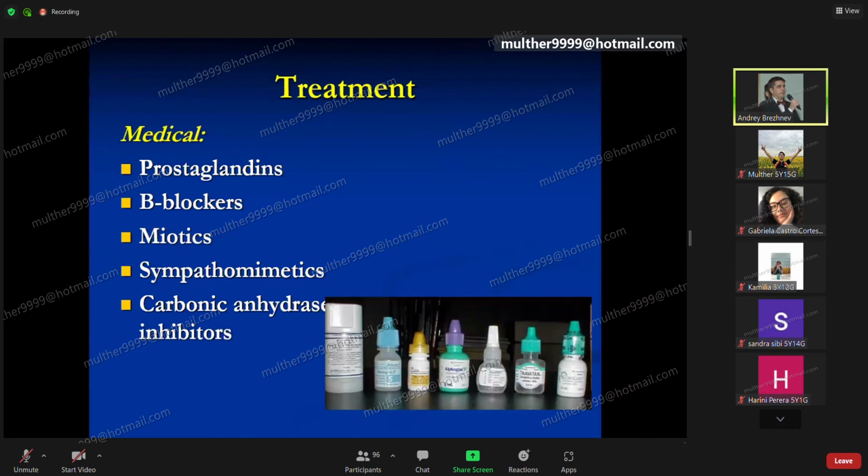Beta blockers, selective and non-selective. Non-selective are more effective, but they have more side effects. Timolol is an example of these beta blockers. Miotics are drugs which cause meiosis, constriction of the pupil. Pilocarpine is the example, but miotics we use mostly in case of angle closure glaucoma. The mechanism of action is probably exclusively mechanical. So it is used in acute primary angle closure glaucoma to move the iris away from the angle.